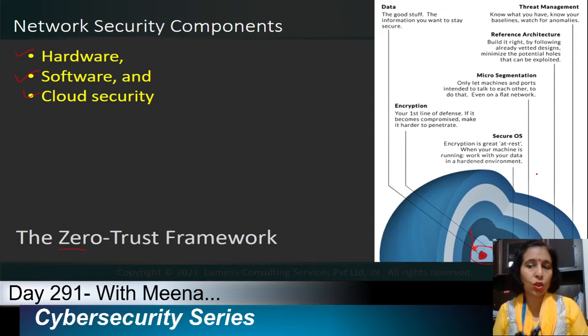Another thing is a secure OS, because this data lies on the OS. It must be patched and properly configured. Only limited services, software, and applications should run on it. Not even a single extra thing should run on your devices, because one vulnerability can be a big damage to the organization. Understand?